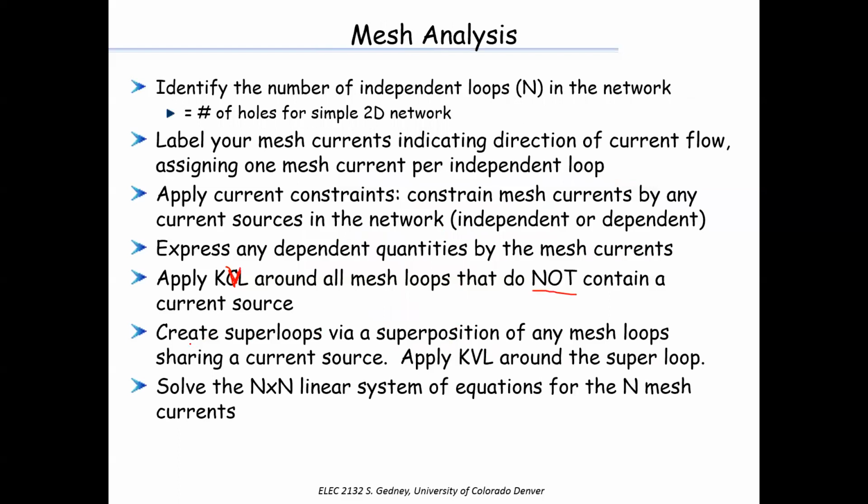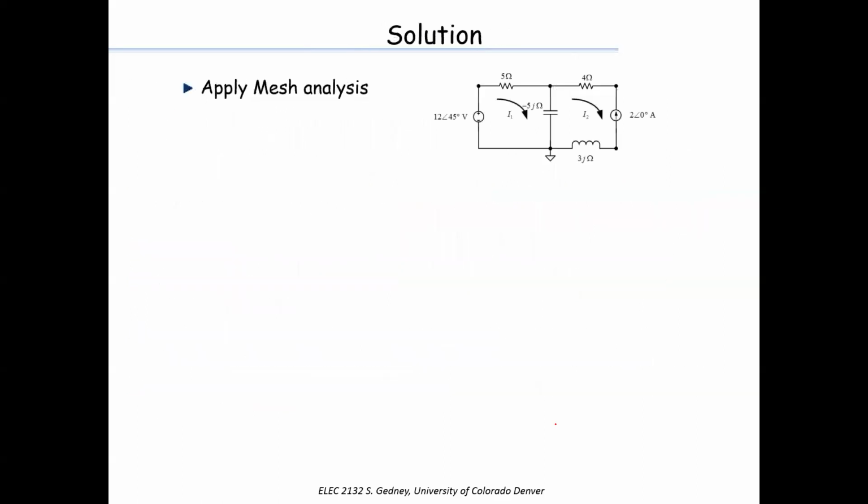Finally, if I have any super loops, that is, any interior current sources, if I had any mesh loops sharing a current source, I have to superimpose those loops into a single loop, which we call a super loop, and apply KVL around the super loop. Finally, this is guaranteed to give me N equations for my N unknowns, which is my N mesh currents. And I solve that N by N linear system of equations for my N mesh currents. All right, so let's do that.